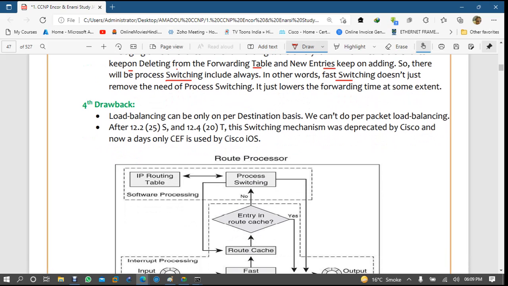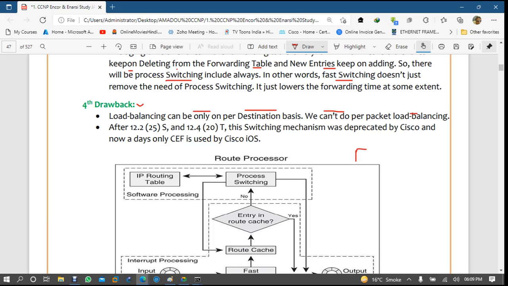Now, number 4, load balancing can be only on a per destination basis. It means load balancing was supported with this fast switching, but on a per destination basis, not on a network basis. We cannot do per packet load balancing.